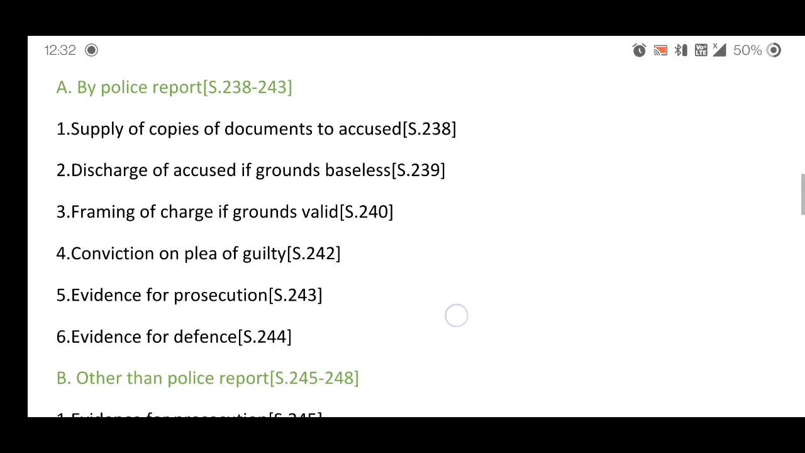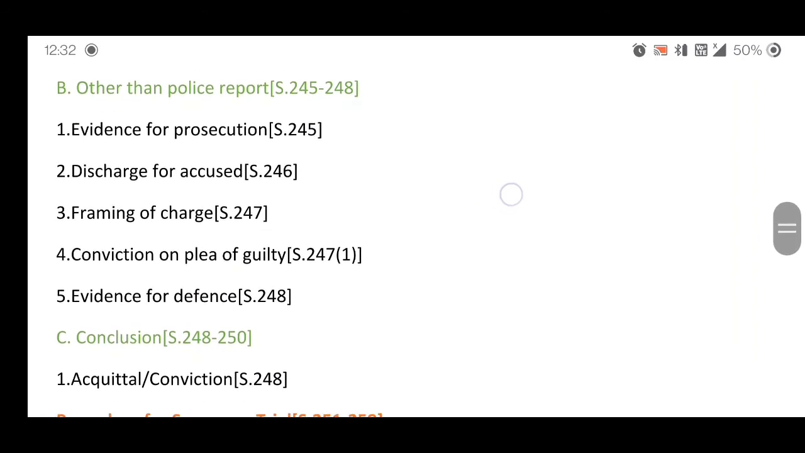The next step is evidence for prosecution. If the accused does not plead guilty, then there will be evidence for prosecution. The prosecution will be given a chance to present his evidence. The next step is evidence for defense. After the prosecution presents their evidence, the defense will be given a chance to present their evidence.